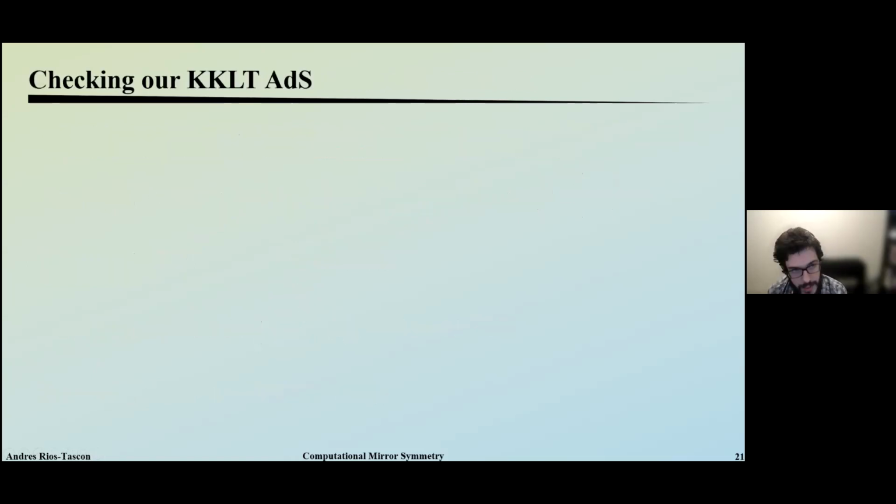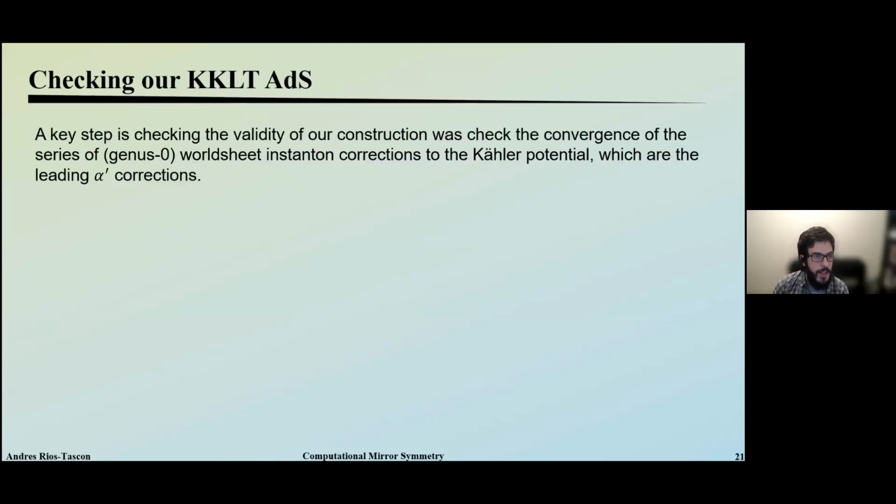But a more important use for our advancements in GV computation is actually checking our KKLT AdS construction, because there are worldsheet instanton corrections to the Kähler potential, and we have to make sure that the series converges.